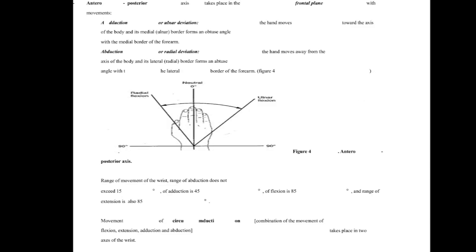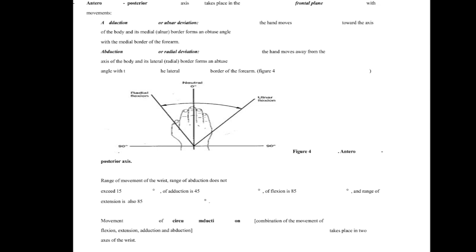During adduction or ulnar deviation, the hand moves toward the axis of the body, and the ulnar border forms an obtuse angle with the medial border of the forearm, as shown in this figure also. The axis of the body and its lateral border form an obtuse angle with the lateral border of the forearm. The range of the anteroposterior axis is shown.